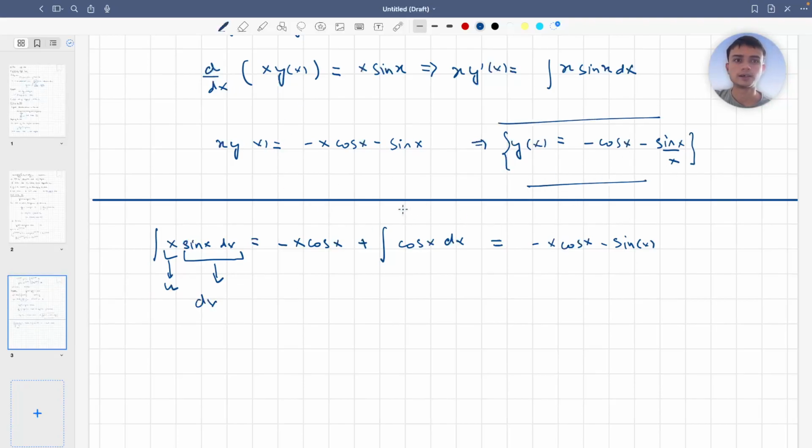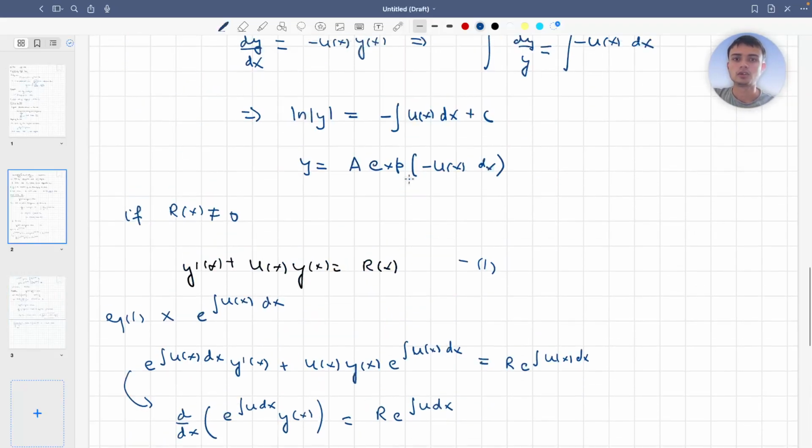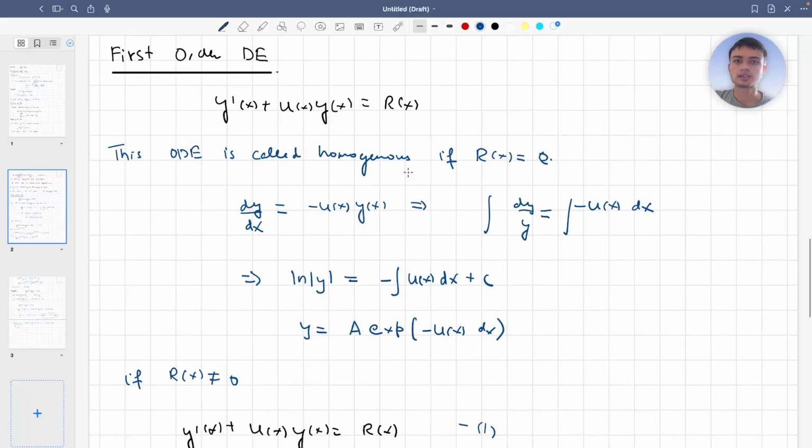So with this, I talked about the solution. If you look at it this way, from here you can get the solution of first order linear differential equations, and this method is called finding the integrating factor.